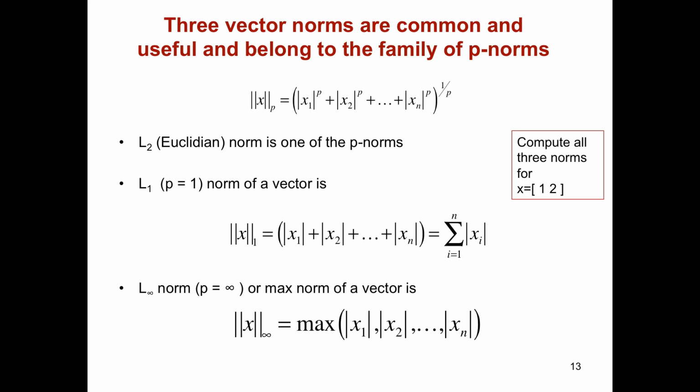Now what is my L1 norm of this vector? 3, because I took x1, absolute value, so that's 1, plus the absolute value of 2, and the sum of that is 3. Okay? And then finally I have this value. What is the L infinity norm of this vector?